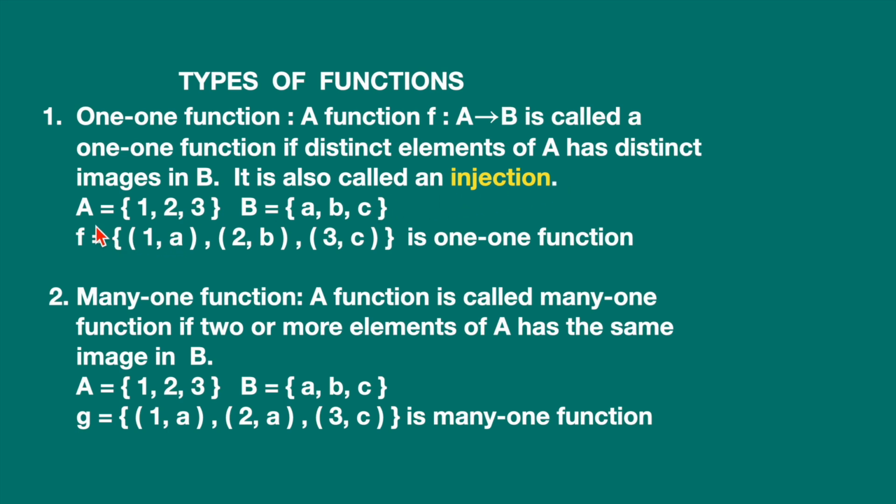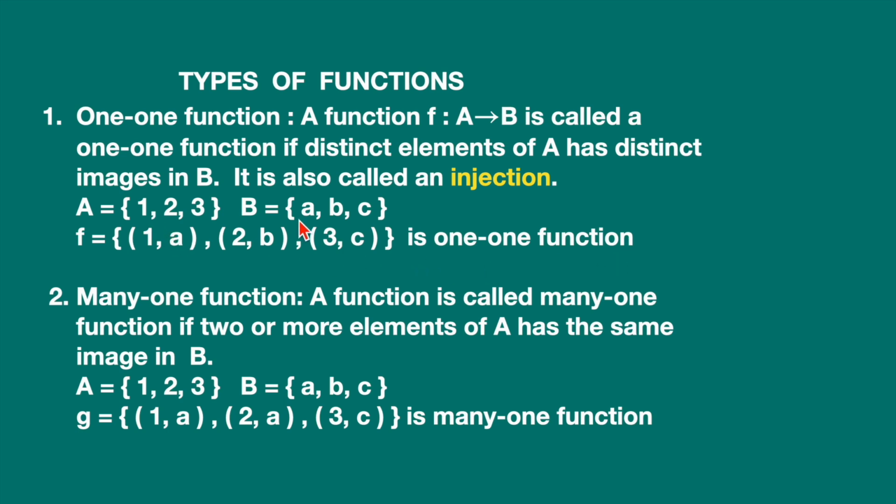So here, for example, let us take set A is equal to {1, 2, 3}, B is equal to {a, b, c}. Under function f, the image of 1 is a, so let us write down the ordered pair (1, a). Image of 2 is b, so (2, b). For 3, the image is c. So here you can see that distinct elements of A have distinct images. So it is a one-to-one function.